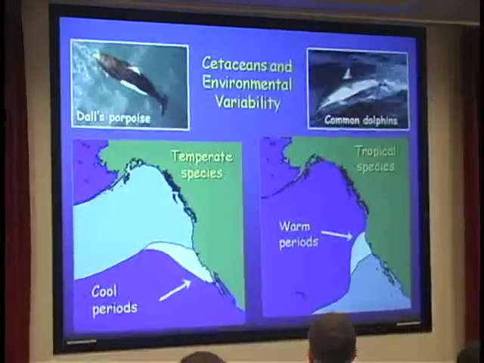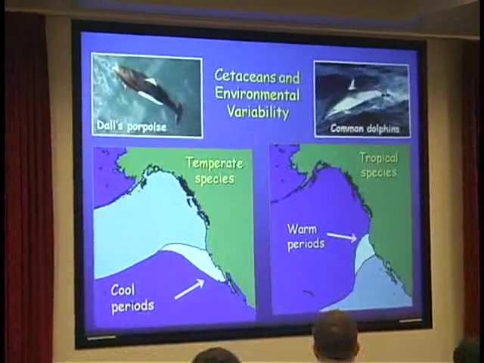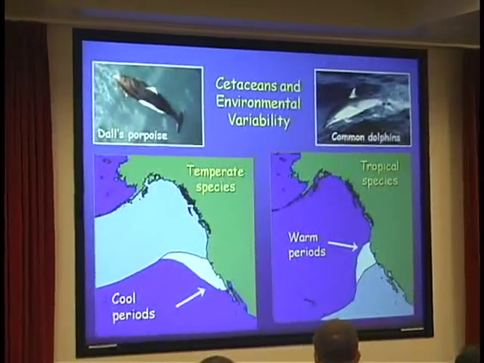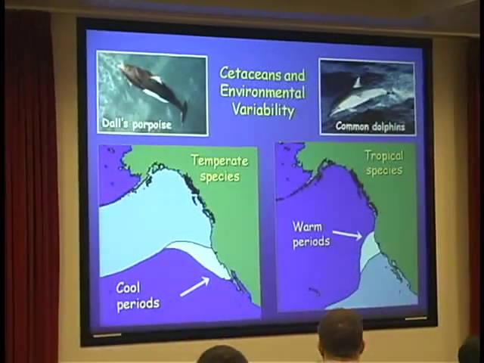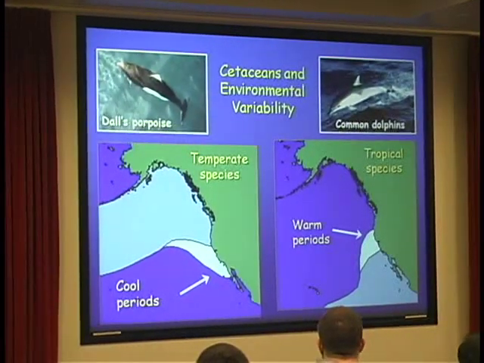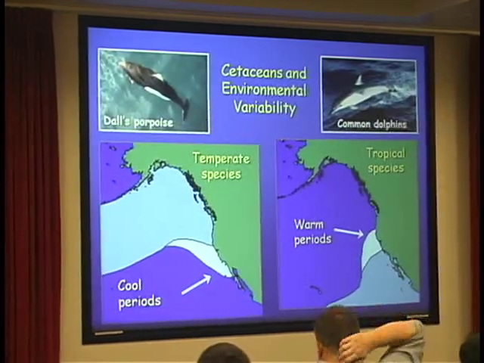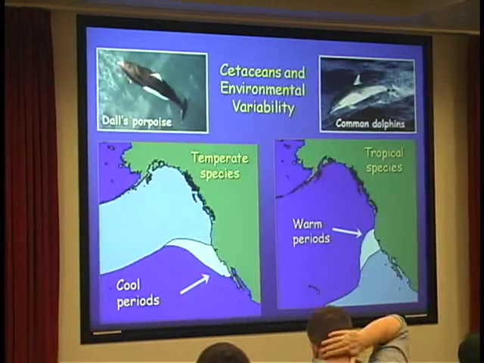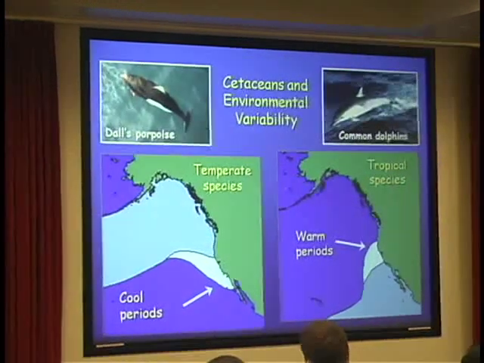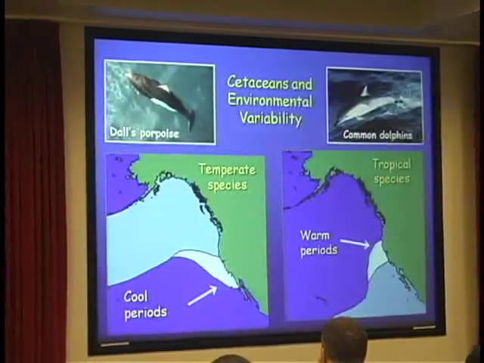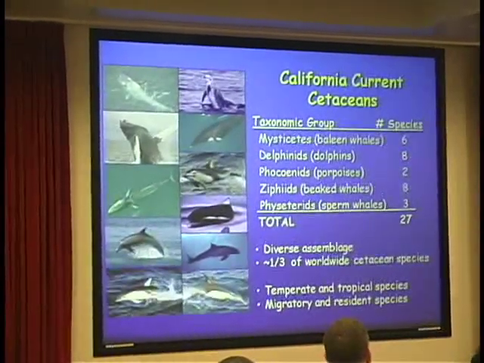So this sets the stage for a lot of variation, and this cartoon here illustrates at various scales the type of variation that we can see. On the left I have an example of a temperate species, Dall's porpoise, that depending on whether we're in a cool phase or a warm phase, the range of that animal might contract or expand. So in cool periods, this animal might go farther south. In warm periods, conversely, we tend to see tropical species farther north, and we get some interesting patterns of change within the California current.